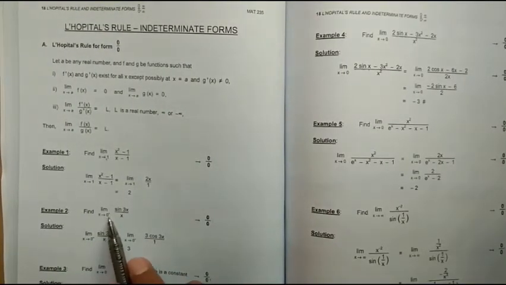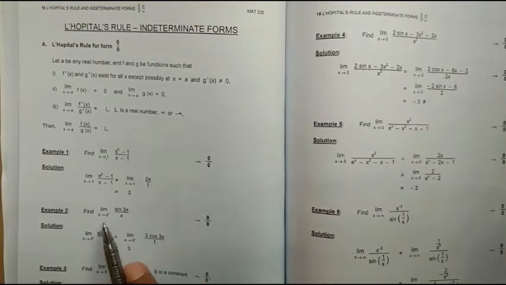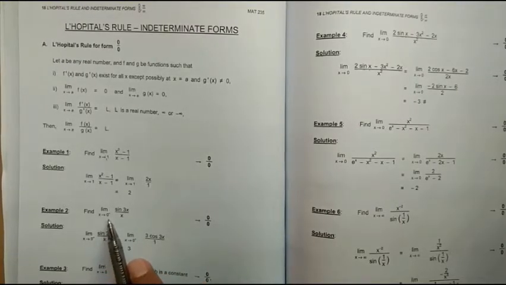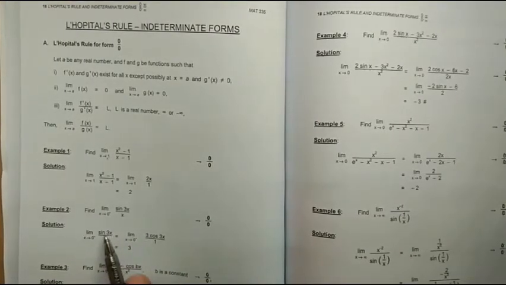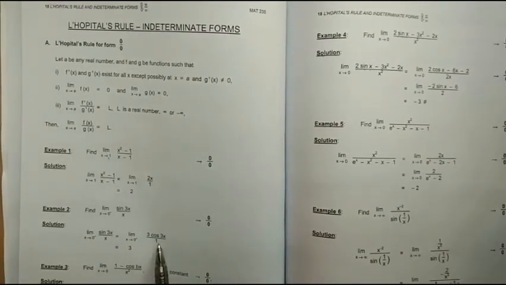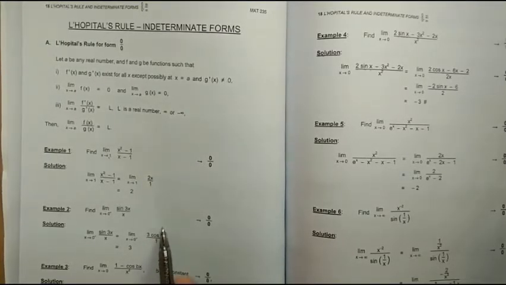Okay, so same as example 2. Limit x approaches 0 from right, sin 3x over x. If you substitute 0 into x, we get 0 over 0. And then differentiate sin 3x, we get 3 cos 3x, differentiate x, we get 1. So substitute again, x equals 0, we get 3 cos 0, which is 3.